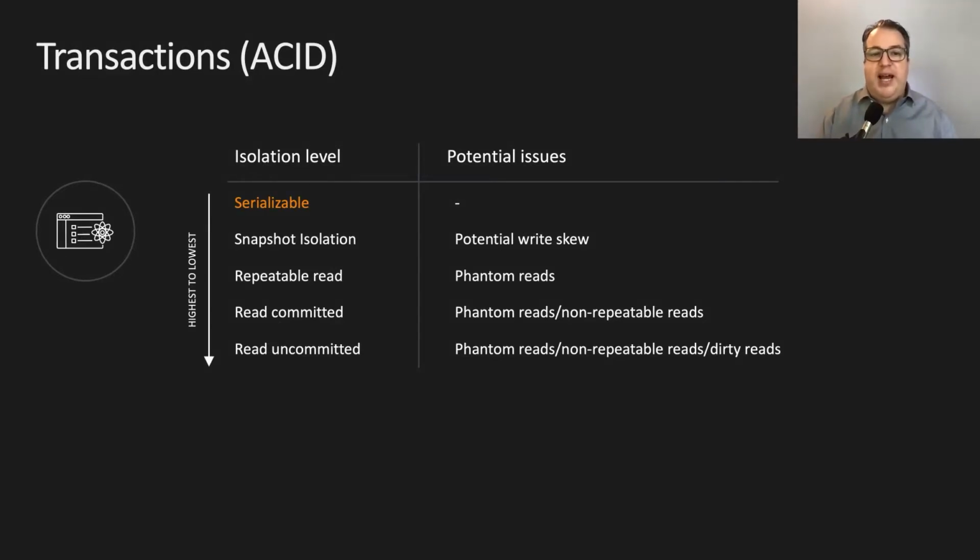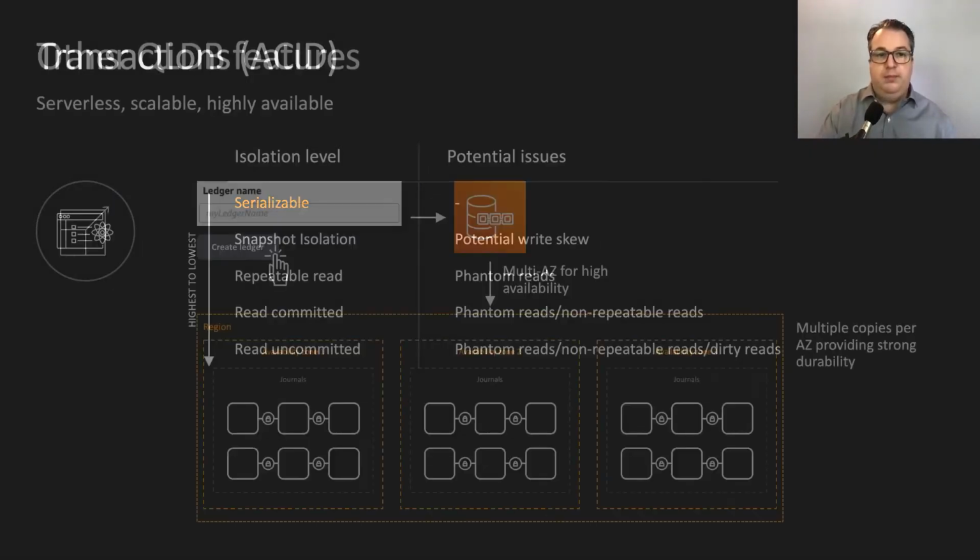QLDB provides ACID-compliant transaction processing at the serializable isolation level. The serializable isolation level provides the most concurrency protection, eliminating the potential for phantom reads, non-repeatable reads, dirty reads, and write skew. The serializable isolation level is available in relational databases but incurs a significant performance penalty. Due to the nature of QLDB's journal, QLDB is able to provide this highest level of concurrency protection with no impact on performance.